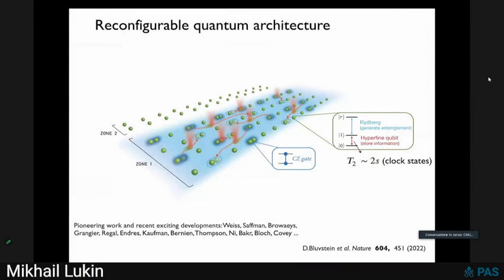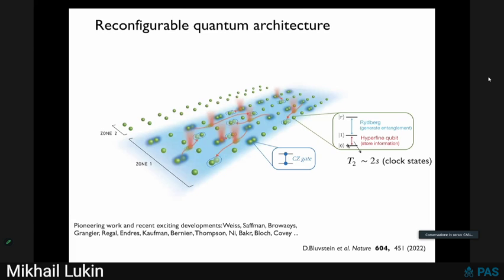So the key idea here is to use what we call a reconfigurable architecture. Usually, when you build, for example, a superconducting processor, you design a connectivity and fabricate it, and it's fixed. Here, if we encode qubits wisely, for example into the hyperfine transitions of the atom, which are our clock states, we first make these qubits live for a very long time, but then we can also move atoms around in tweezers while preserving coherence.